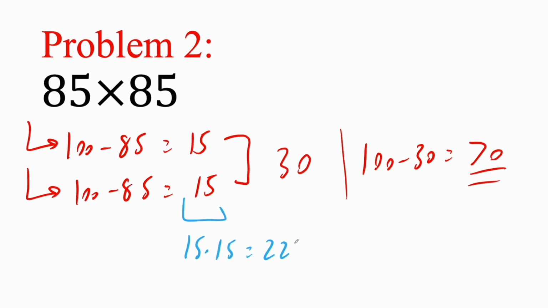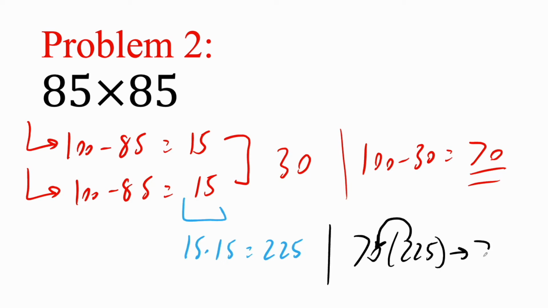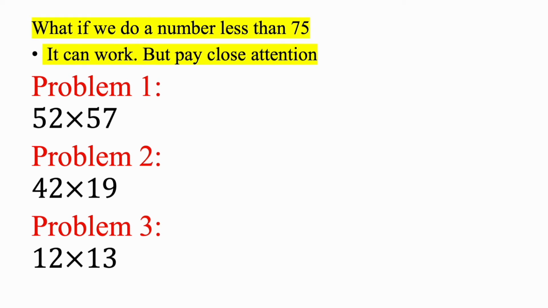So let's write this down, 225. And so what we end up getting, this 70 goes in the front. This 225 goes in the inside. And again, this is three digits. This 2, we carry it over here. And so our final answer is 7,225. So what if we have a number less than 75?